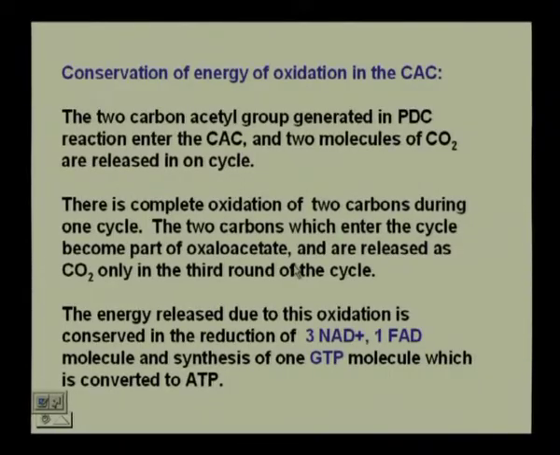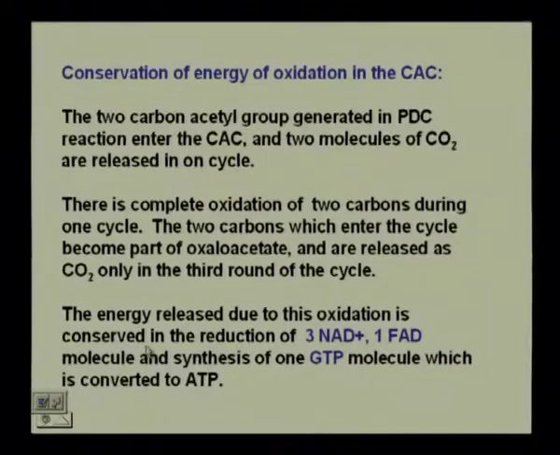The acetyl CoA shifts, and in the formation, the 2 carbon atoms which enter the cycle become part of the oxaloacetate, and they are released in the 3rd round. So, you have got to keep track, because they come down one after the other. That is how it is being released. The energy released due to the oxidation is conserved in the reduction of 3 NAD plus, 1 FAD, and the synthesis of 1 GTP molecule, which is converted to ATP.